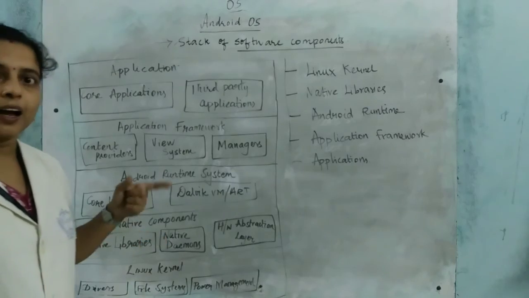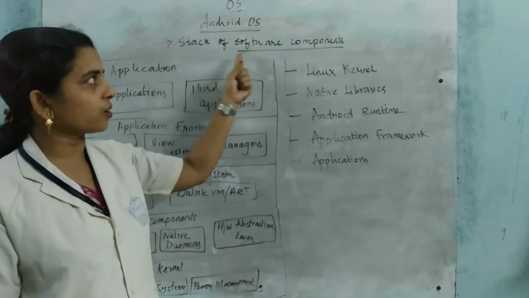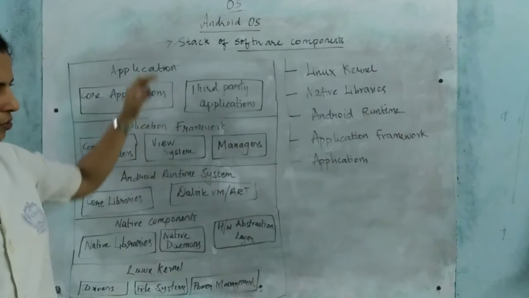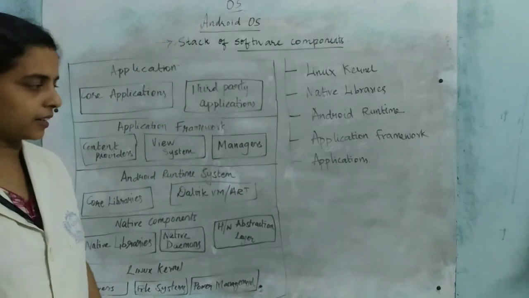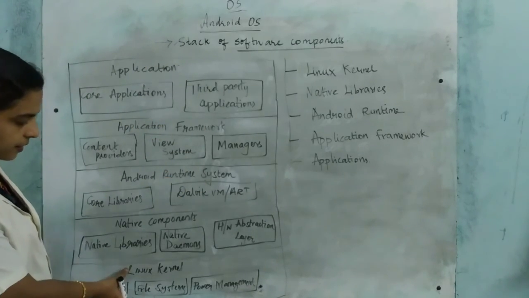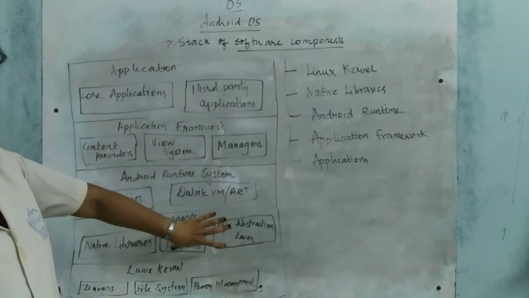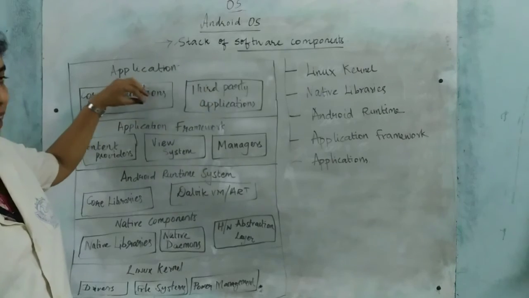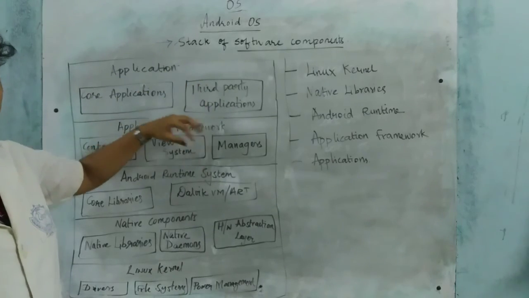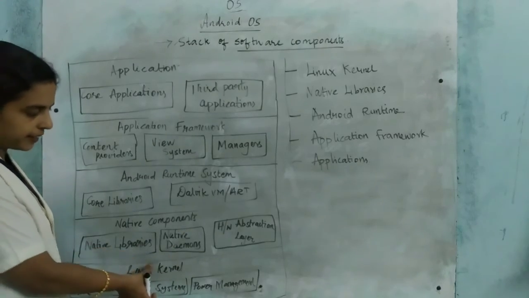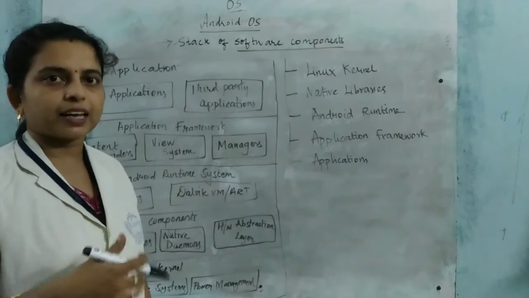As I already told you, the Android operating system is a stack of software components, right? So this is a stack of many software components. Understand? Inside the Linux kernel we have some components, and the native components also have some components. So for each of them we have some little parts inside. We can now see them one by one, from the Linux kernel to the applications.